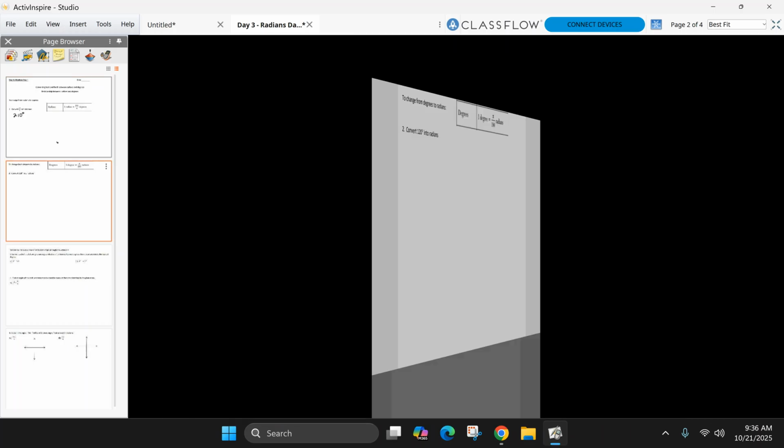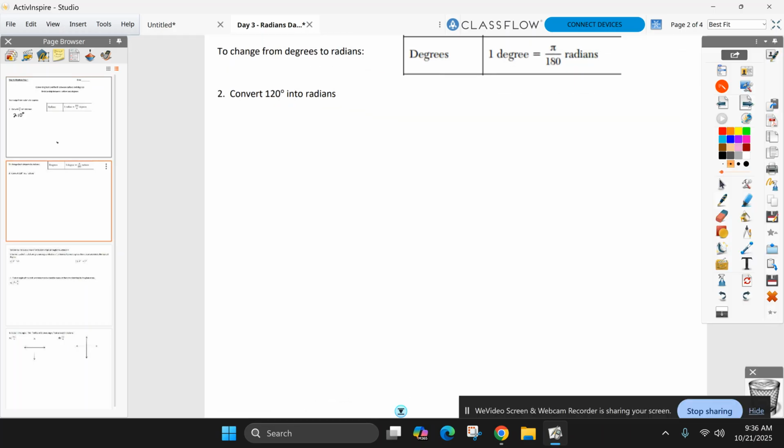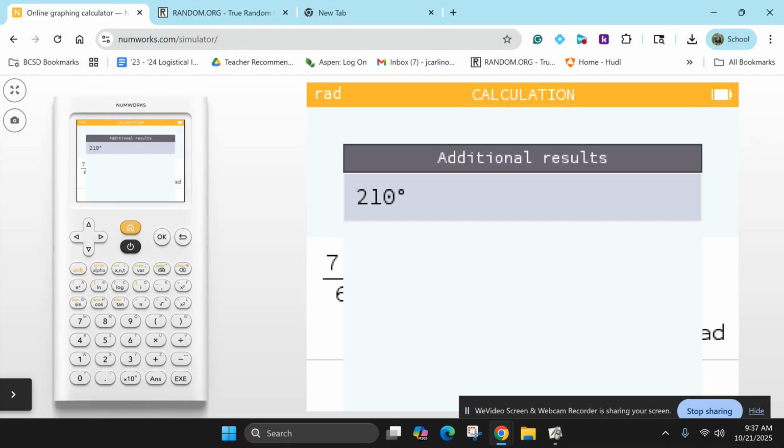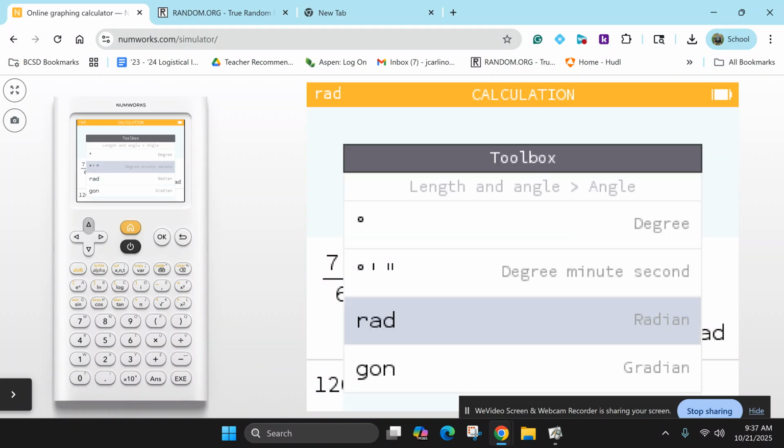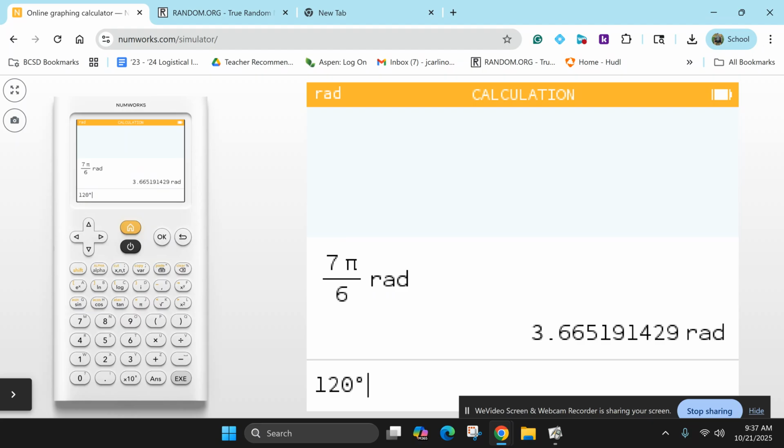All right, what do I have next here? All right, you ready to go backwards now for me? Convert 120 degrees into radians. All right, 120 degrees into radians. So go back to your calculation screen. 120, but we need to tell the calculator we're working in degrees now. The calculator's not going to know that unless we tell it. So you go back to your toolbox, and now you want the degree symbol.